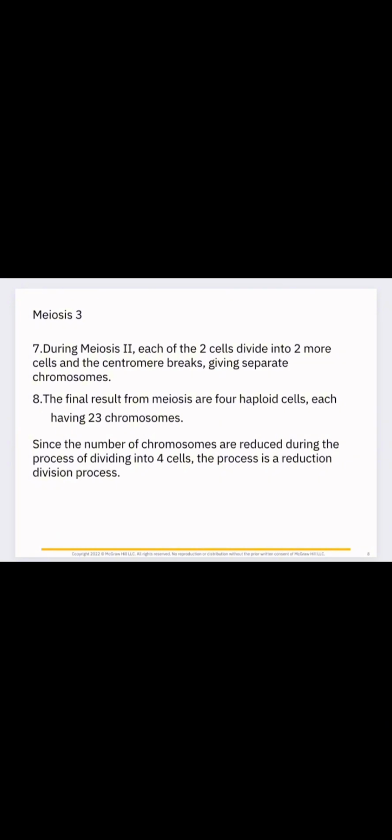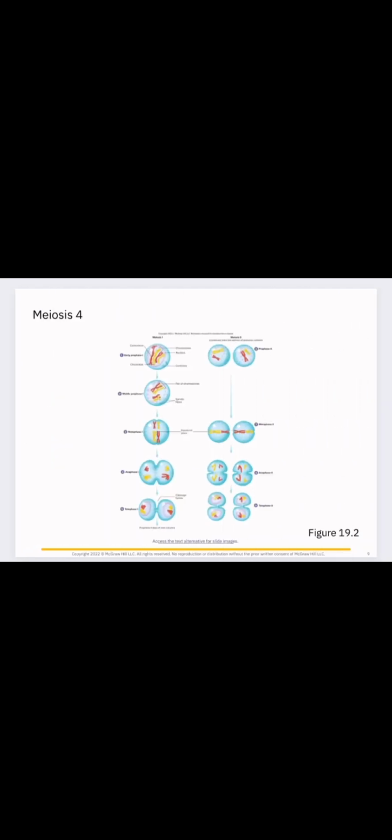Meiosis 3. During meiosis 2, each of the cells divides into 2 or more cells, and the centromeres break, giving separate chromosomes. The final result from meiosis is 4 haploid cells, each having 23 chromosomes. Since the number of chromosomes is reduced during the process of dividing into 4 cells, the process is a reduction-division process. Here is the figure of meiosis.